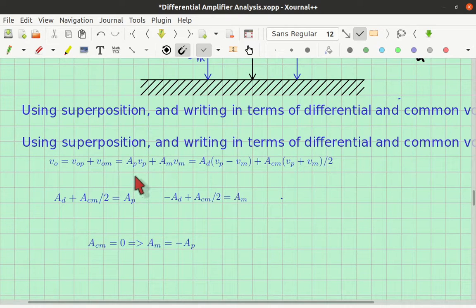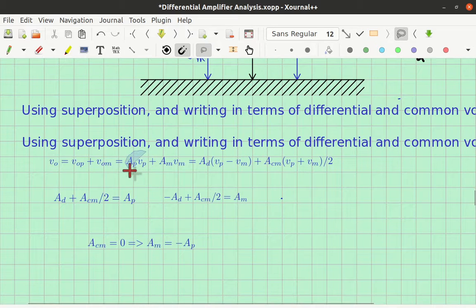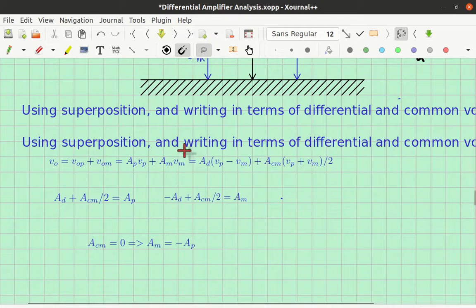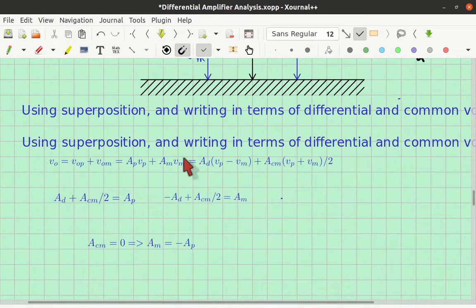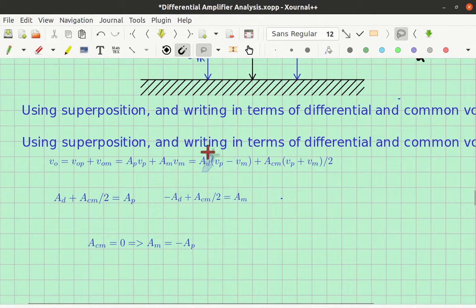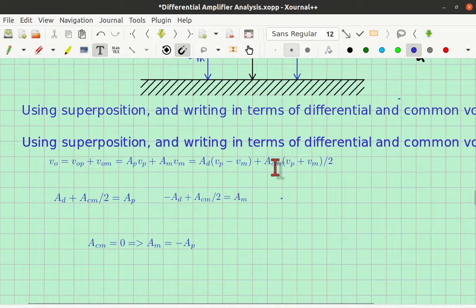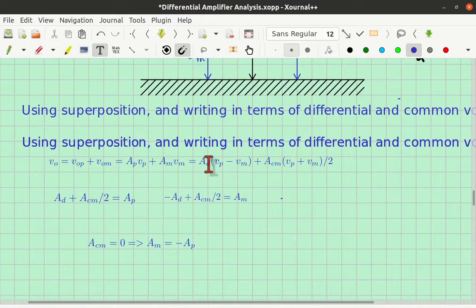And VOP is equal to the gain of the non-inverting amplifier multiplied by the voltage on the input of the non-inverting amplifier. That's this term right here. Similarly, the gain of the inverting amplifier is this term right here. And like I said, we could write that in terms of a difference gain that multiplies the differential voltage, plus a gain that amplifies the average voltage, the common mode voltage. So we call that the common mode gain, and we call this guy the differential gain.